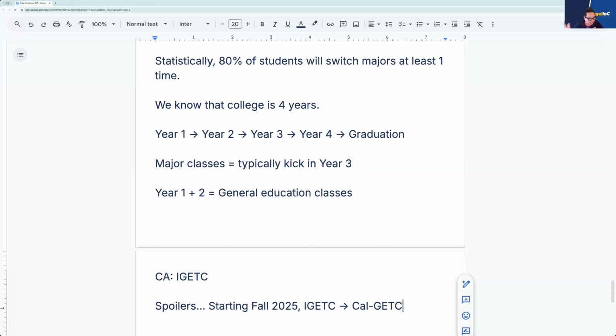We'll share more if anyone is interested. We can do a part 2 of this training, like a dual enrollment 102 training, that we can dive more into the new CalGETC as well. Again, for a lot of our coaching families, nothing changes, so everything we told you is still good to go.